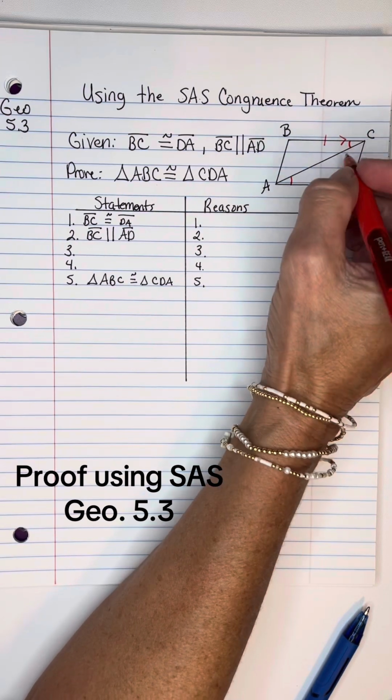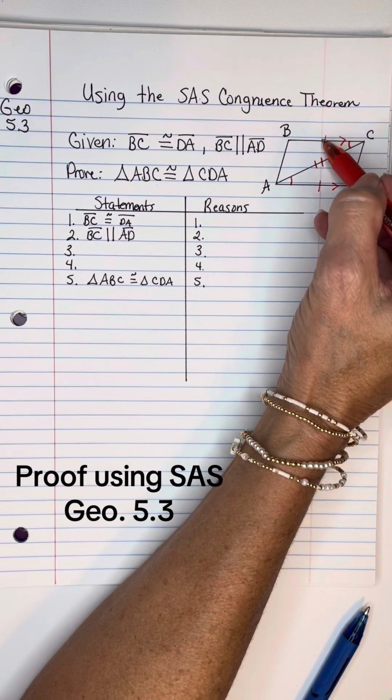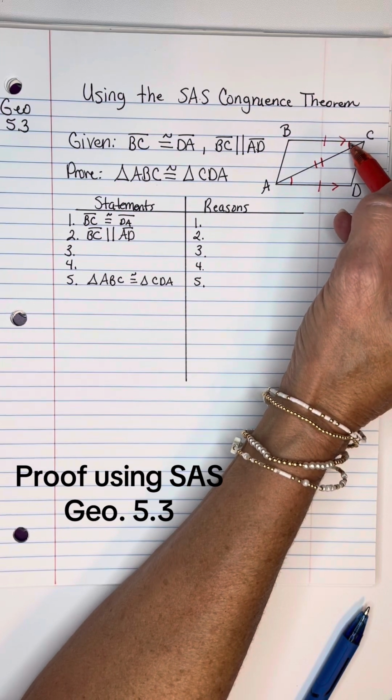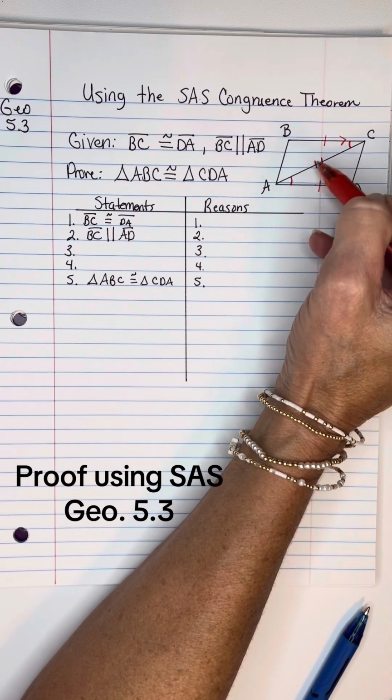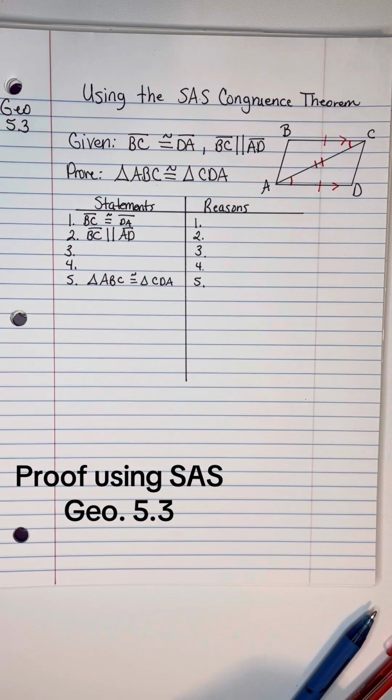Also notice that this segment AC is inside the top triangle and the bottom triangle, so it's got to be congruent to itself. So I can put my hash mark there, and then what I'll have is a side, an included angle, and a side. Side, angle, side. That's exactly what I need. Now I just need to put it into proof form.